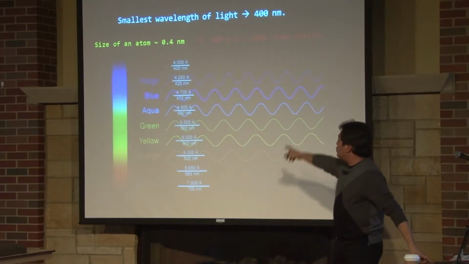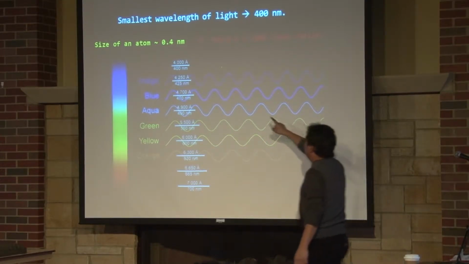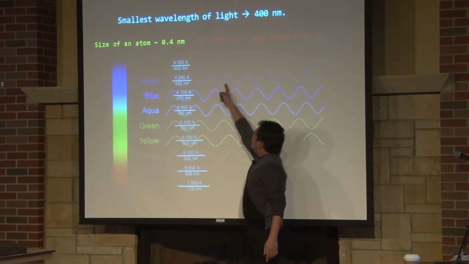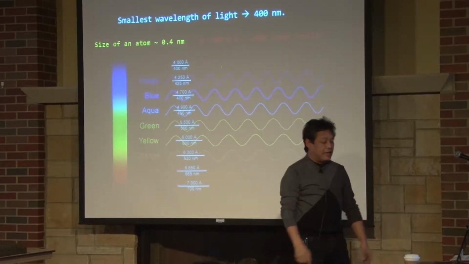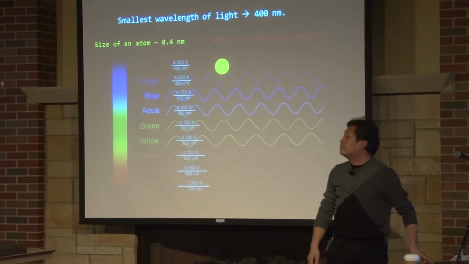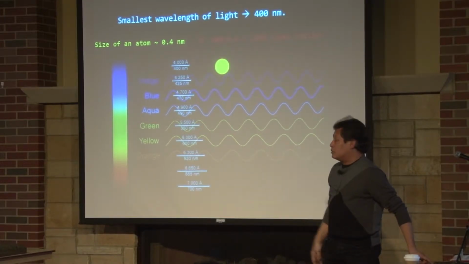I have actually drawn an atom. I don't know whether you see it, a little dot here. That's the wave packets, the wavelength. That little dot is the size of the atom, so you cannot see it with the light. Okay, so I just enlarge it.